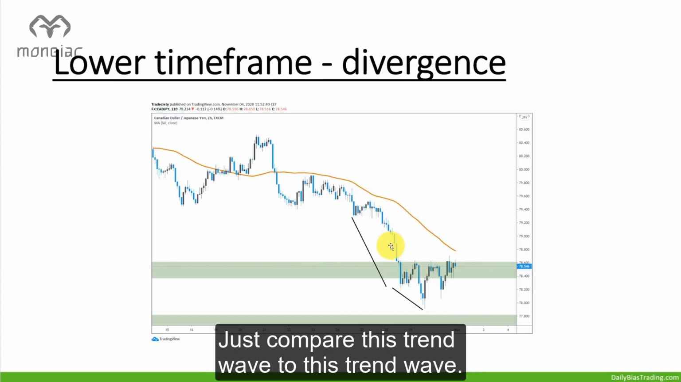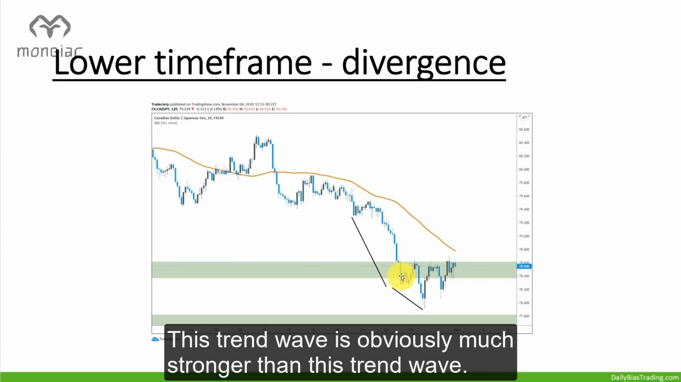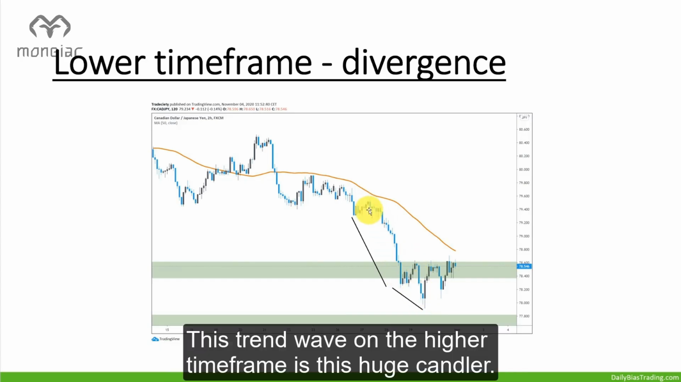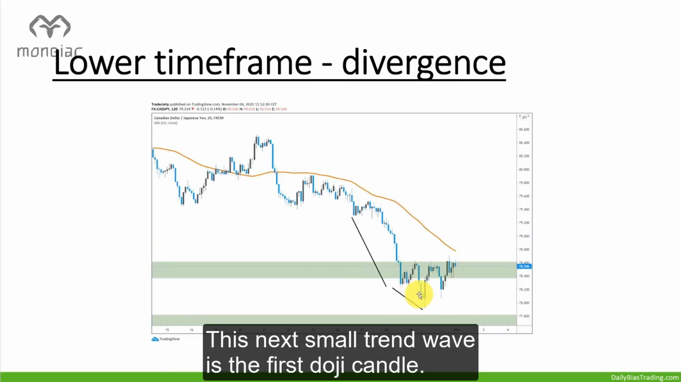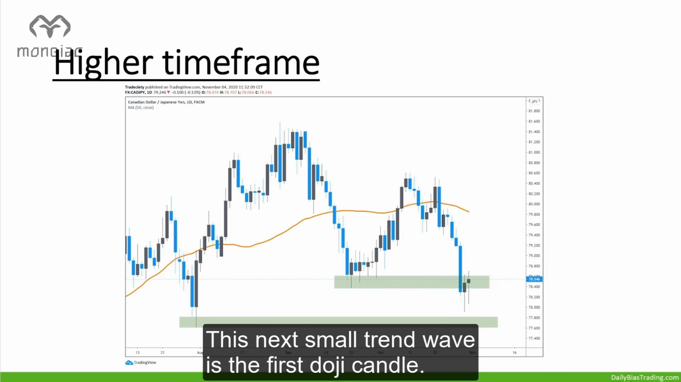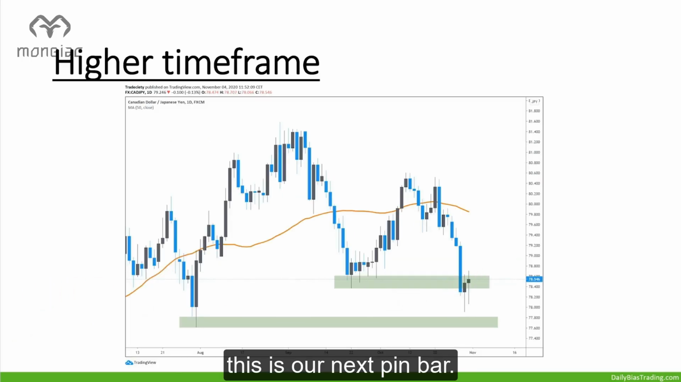Just compare this trend wave to this trend wave. This trend wave is obviously much stronger than this trend wave. This trend wave on the higher time frame is this huge candle. This next small trend wave is the first doji candle. And you can see the next, here we make a higher low even. This is our next pin bar.